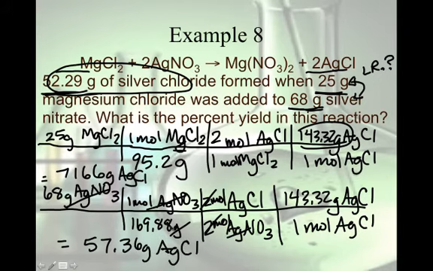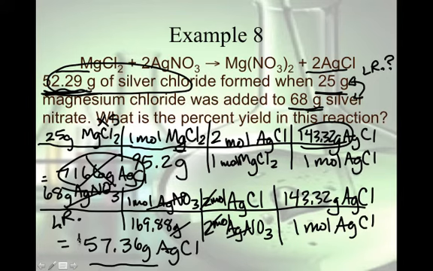Yeah, that's more like it. That compares better, it's a little bit closer. So what we see here is that we could never possibly make this much silver chloride, because once we get to 57.36 grams, we're out of silver nitrate. We've used it all up and we can't make any more. So this magnesium chloride is our excess reagent, and this silver nitrate was our limiting reagent. So this is our theoretical yield.